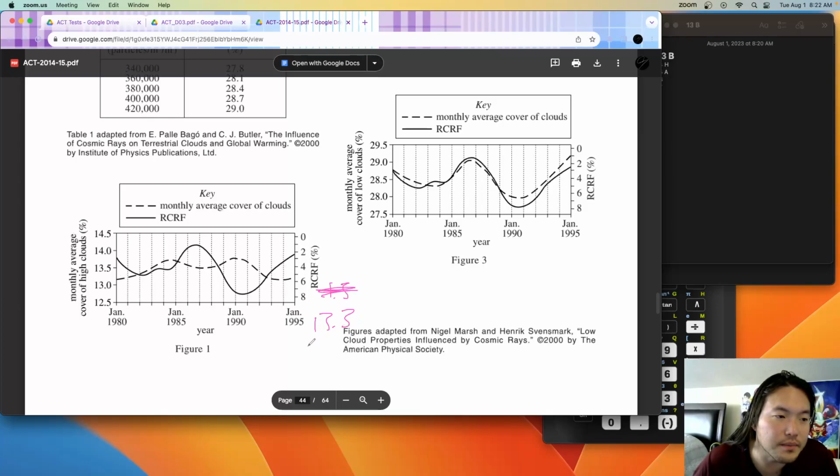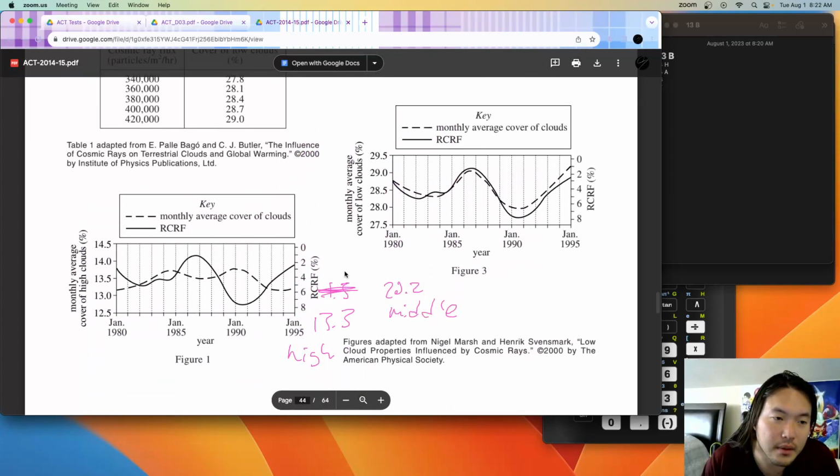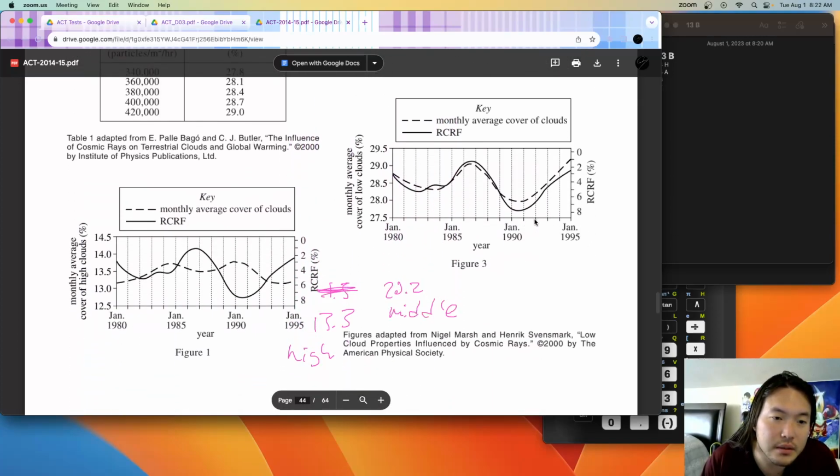13.3 for the high clouds. And then this is January 1992. This is the middle clouds. Middle clouds are at like 20.2. That's a lot. Is that a lot? I don't really know. I don't really do cloud statistics. And then January 92 for the low clouds, over here. It's like 28.2. Interesting.